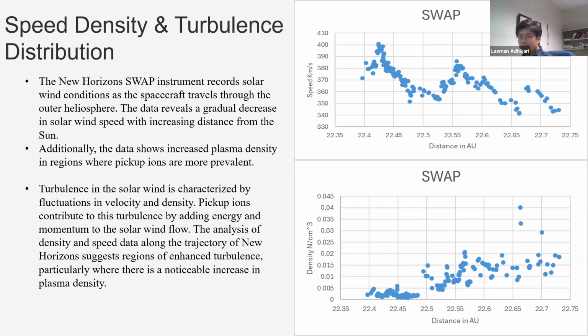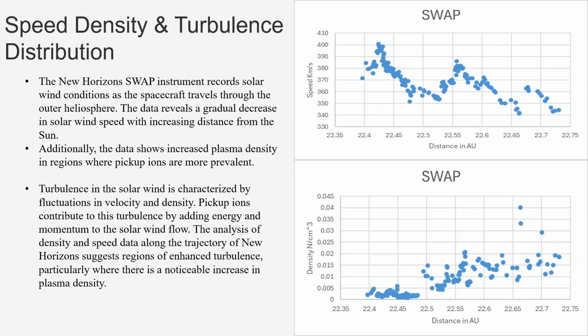Okay. All right. So, as I was saying, additionally, the data shows an increase in plasma density in regions where pickup ions are more prevalent. Turbulence in the solar wind is characterized by fluctuations in velocity and density. Pickup ions contribute to this turbulence by adding energy and momentum to the solar wind flow. The analysis of density and speed data along the trajectory of New Horizons suggests regions of enhanced turbulence, particularly where there is a noticeable increase in plasma density.